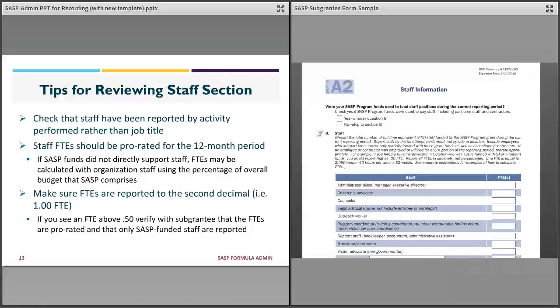Staff FTEs should be prorated for the 12-month reporting period. If SASP funds did not directly support staff, FTEs may be calculated with organization staff using the percentage of overall budget that the SASP grant comprises for that subgrantee agency. Make sure that FTEs are prorated to the second decimal, for example, 1.00. If you see an FTE above 0.50, verify with the subgrantee that they prorated their FTEs to reflect only what was SASP grant funded.